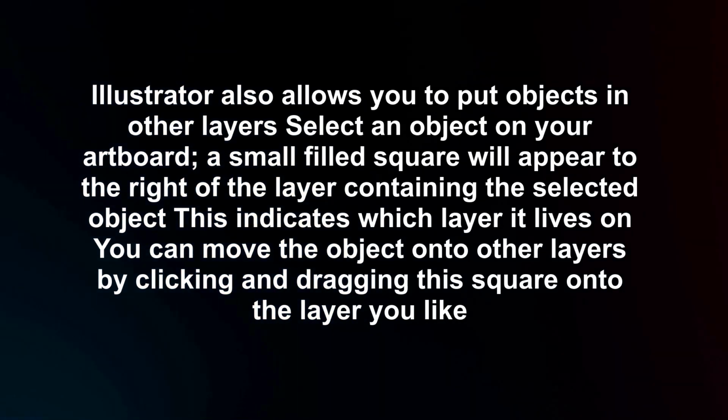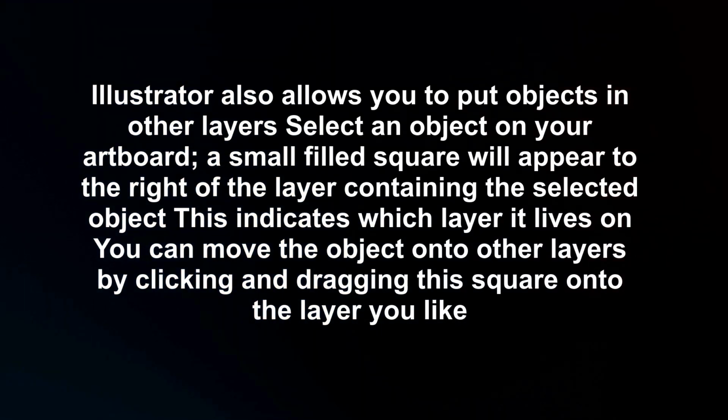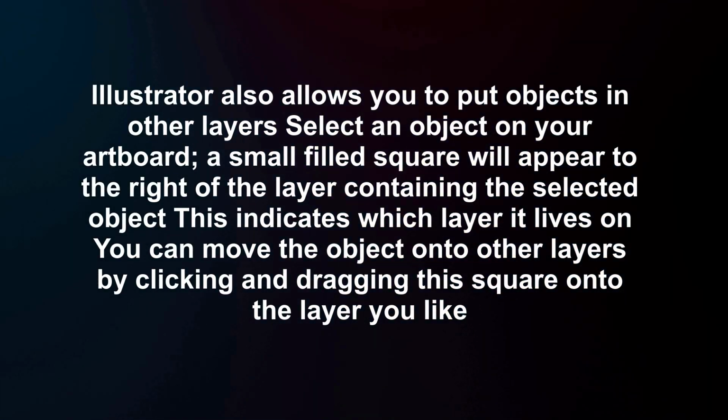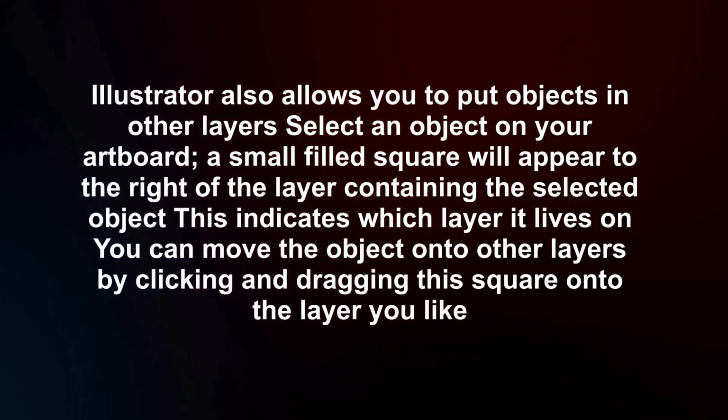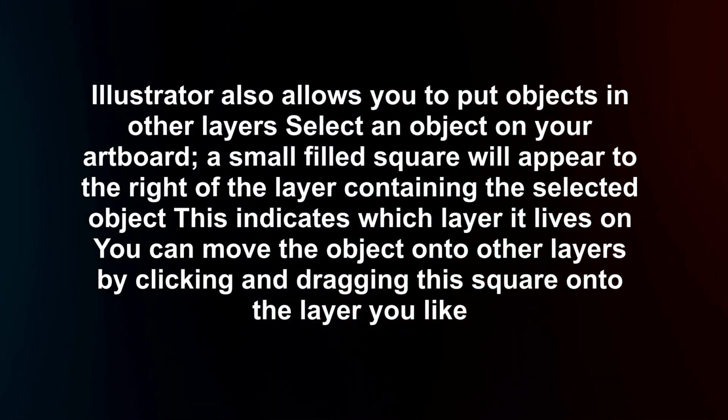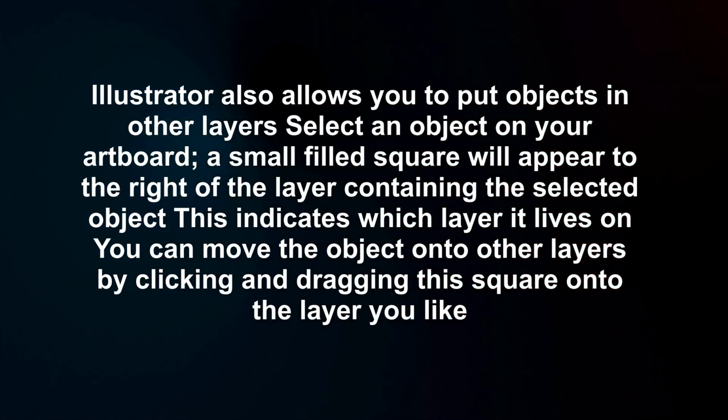Illustrator also allows you to put objects in other layers. Select an object on your artboard. A small filled square will appear to the right of the layer containing the selected object. This indicates which layer it lives on. You can move the object onto other layers by clicking and dragging this square onto the layer you like.